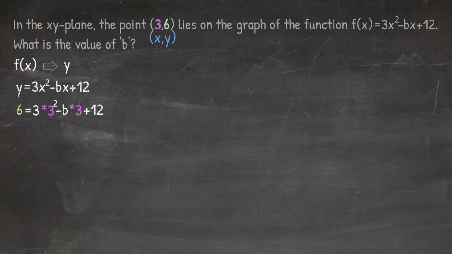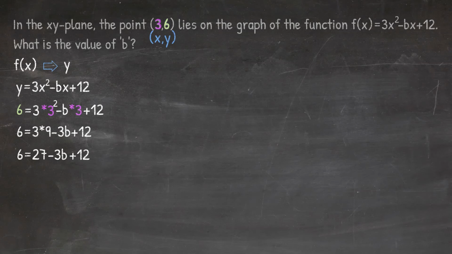Let's patiently go through the mathematical process. 6 equals 3 times 3 squared, which equals 9. So 3 times 9 minus, let's reverse the b and 3 just because it's easier to pronounce, minus 3b plus 12. So this is the same formula as above, just slightly one step ahead of it. And let's now perform the operation of 3 times 9. And what we get is 6 equals 27 minus 3b plus 12.